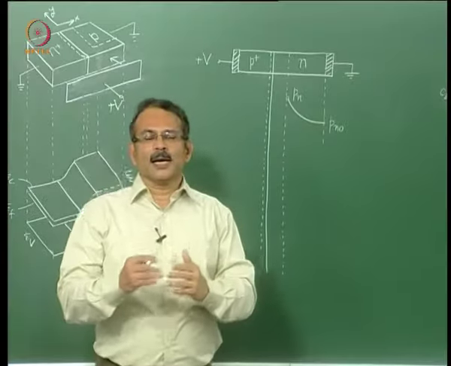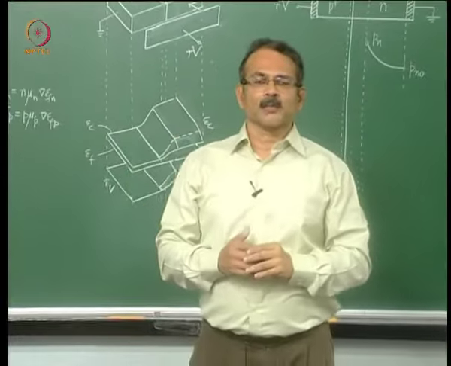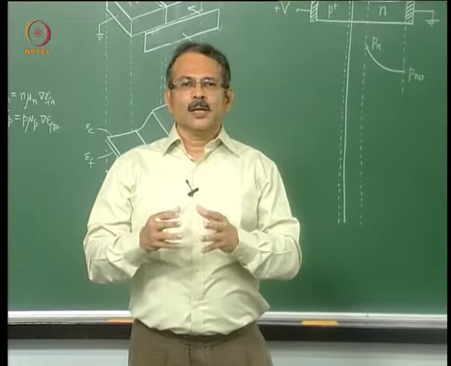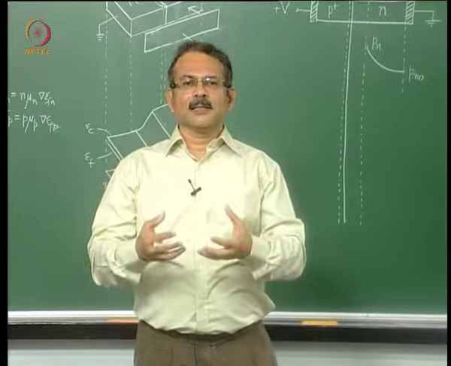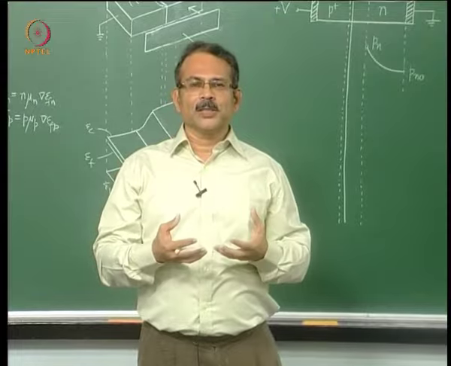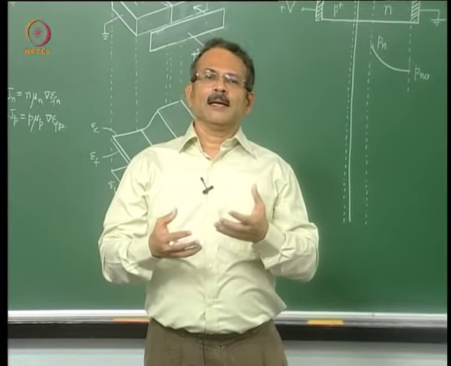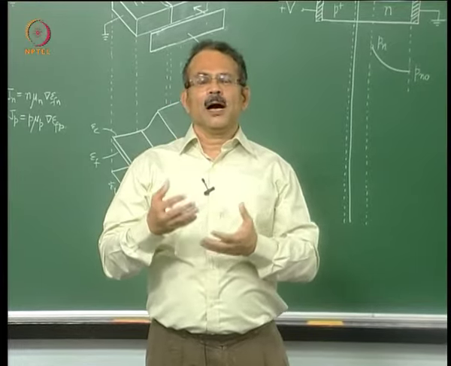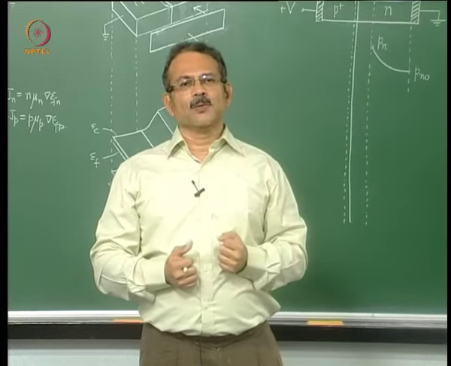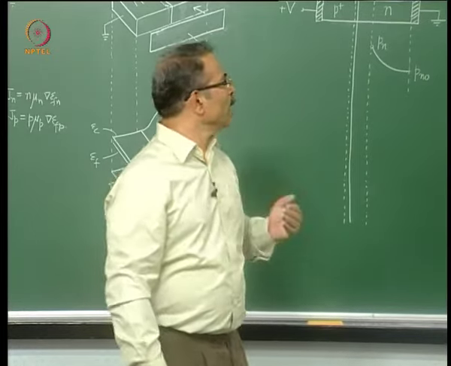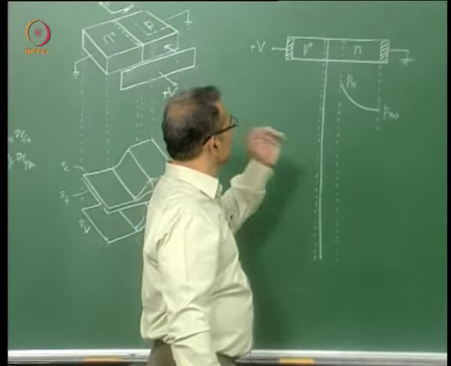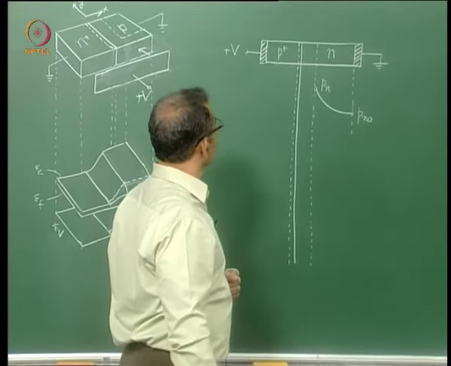Now you know that the current is related to carrier concentration. So if I can somehow show that the carrier concentration within the device is increasing exponentially with voltage, then I can explain how the current can increase exponentially with voltage. So let us explain how we can get information about carrier concentration as a function of voltage.